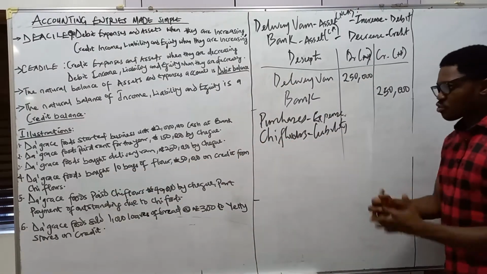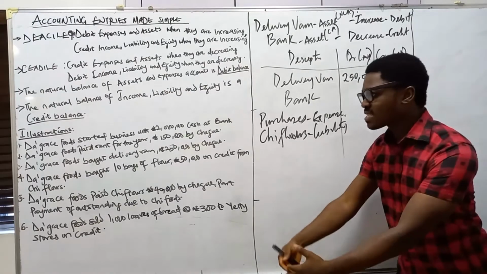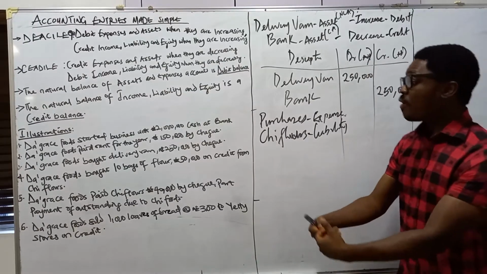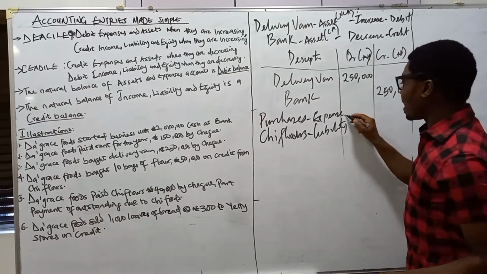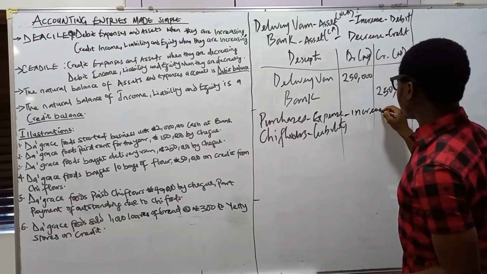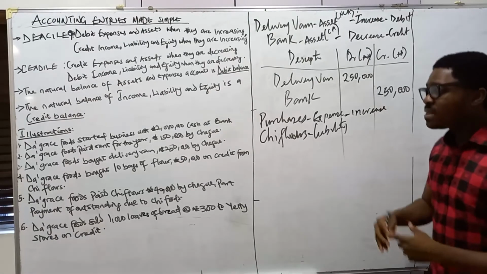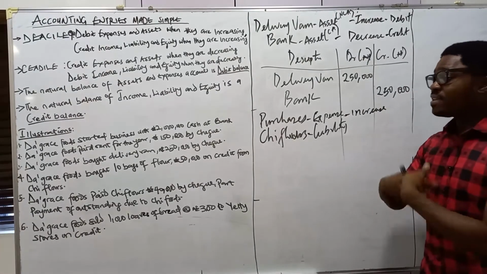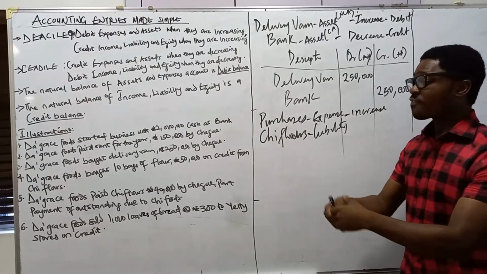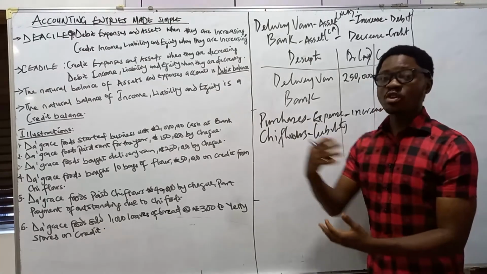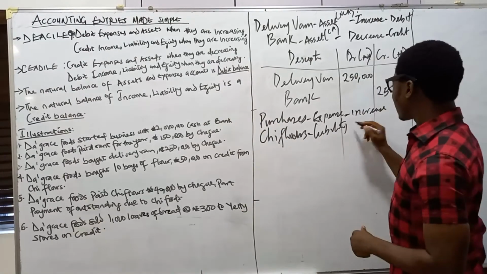So what has happened to expenses? We purchased 10 bags of flour for 50,000 naira, so that means purchases has increased. What has also happened to liability? Liability has also increased, because by buying 10 bags of flour for 50,000 naira from Cheap Flours, our obligation to Cheap Flours has increased.